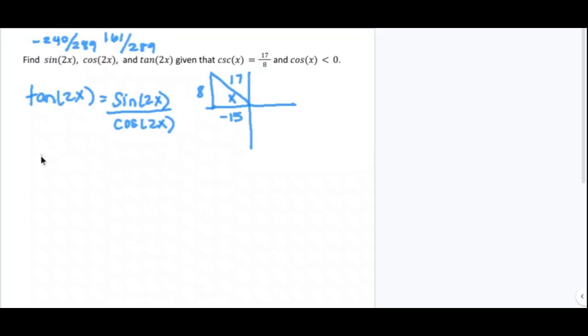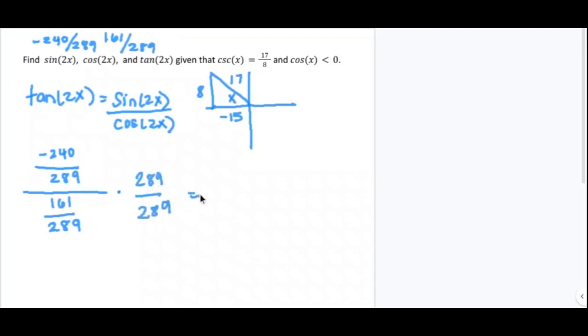The sine of 2x is negative 240 over 289. And the cosine of 2x is 161 over 289. I have a complex fraction, so I can multiply by 289 on the bottom and the top because that is a big 1. This leaves me with negative 240 on my numerator and 161 on my denominator. So the tangent of 2x equals negative 240 over 161.